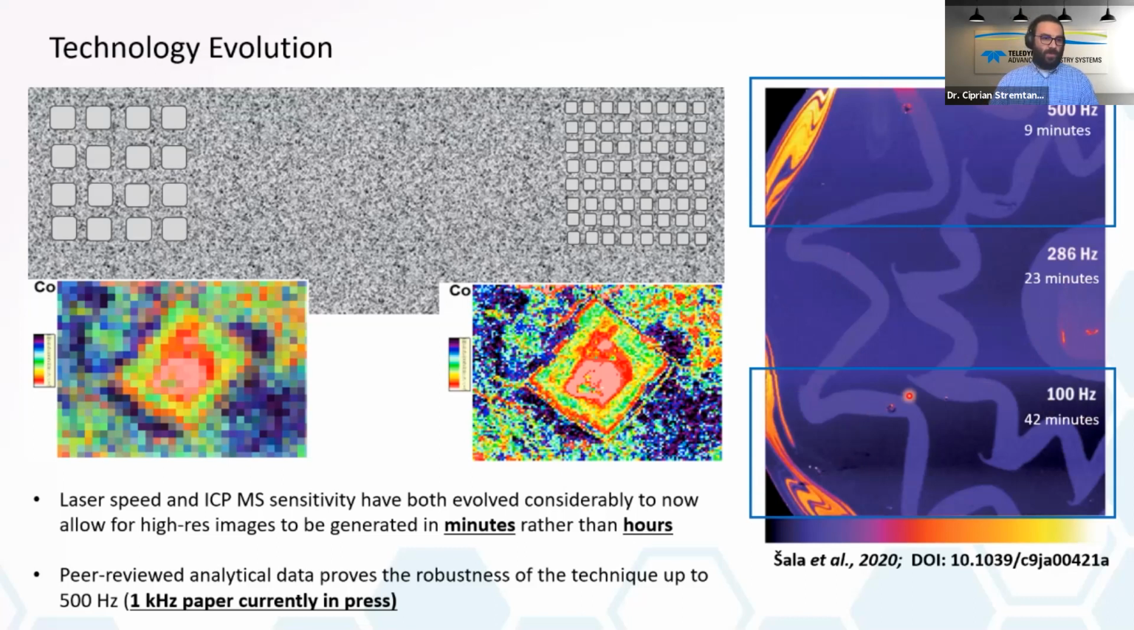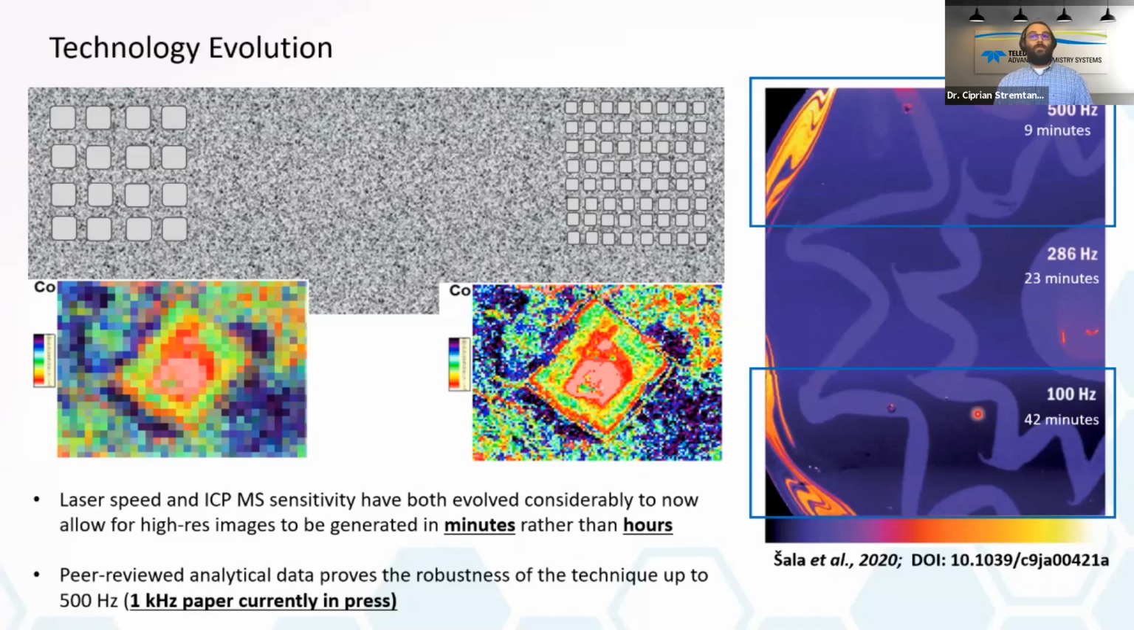Now, if you look at the images that were generated, you will see that the quality is exactly the same. So the signal to noise ratio, the contrast is exactly the same, irrespective of the repetition rate that was used. However, the biggest difference is when you're looking at the acquisition time. So firing at relatively low rep rates, 100 Hz, the acquisition time was around 40 minutes, 45 minutes, whereas when you go up to 500 Hz, that acquisition time decreases quite a bit.